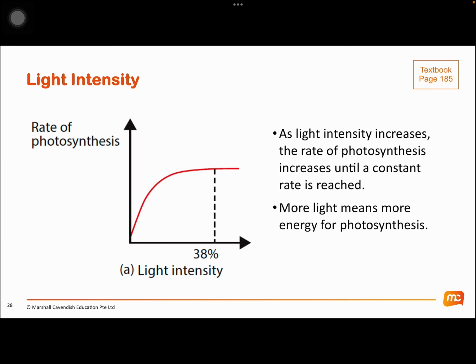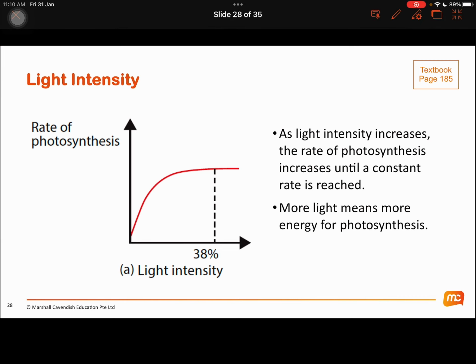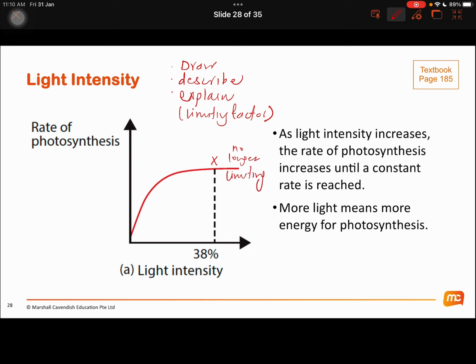So just to wrap things up, there are 3 different factors. You need to be able to first draw the graph, describe the graph, and explain the graph. You also need to be able to explain the concept of limiting factor when the question is asked. So for light intensity, beyond the point X, it's no longer limiting as the rate of photosynthesis did not change.